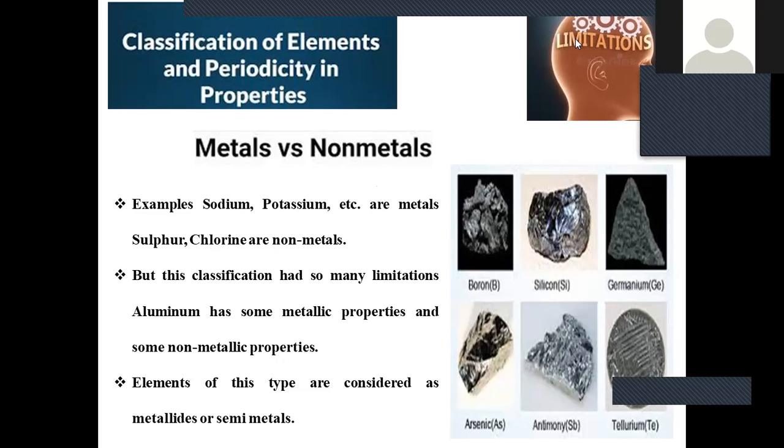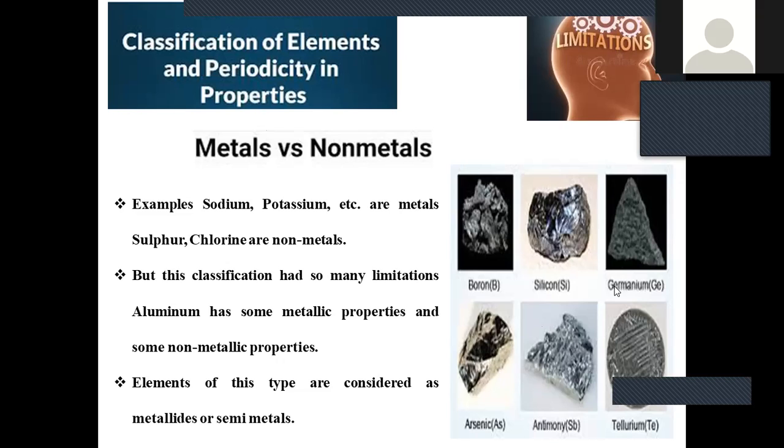That's why you are facing some limitations with this kind of classification in the periodicity of the elements. Why? Because some of the elements may not be metals, may not be non-metals. You can't categorize them into metals, you can't categorize them into non-metals. There is another type of materials which have exceptional properties with respect to this classification. Those are boron, silicon, germanium, arsenic, antimony, and tellurium.